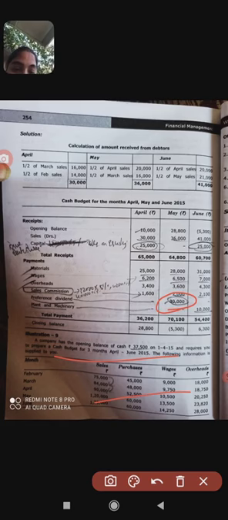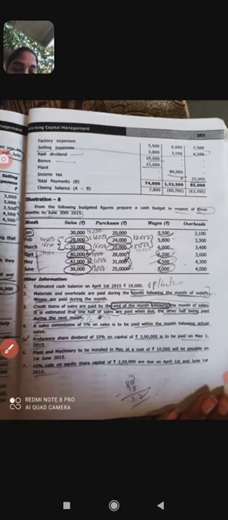Next one, plant and machinery. Plant and machinery is installed and paid. So how much is it? 10,000 will be paid in the month of 1st June 2015. We have to write 10,000 in the amount column in the month of June, as the payment for the plant and machinery is done in June.